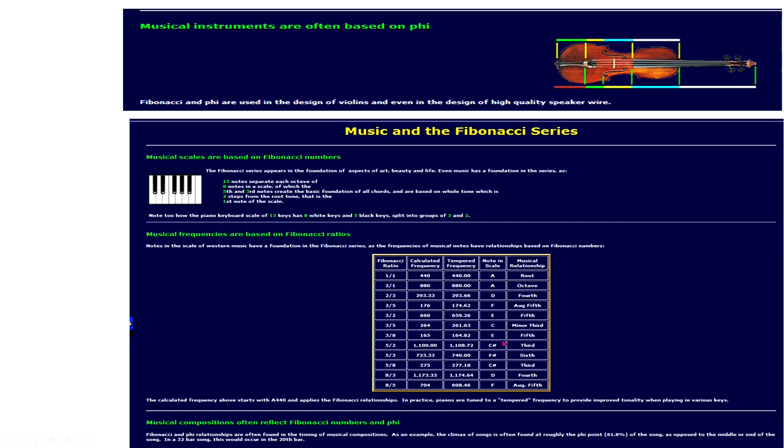And even in music, we can find the Fibonacci series. We won't go into a lot of detail with this, but again, here's the proportions over here. You can take a screenshot if you like of this and study this later, but the musical scales are based on the Fibonacci numbers, and again we see the instruments and how they're built, etc.